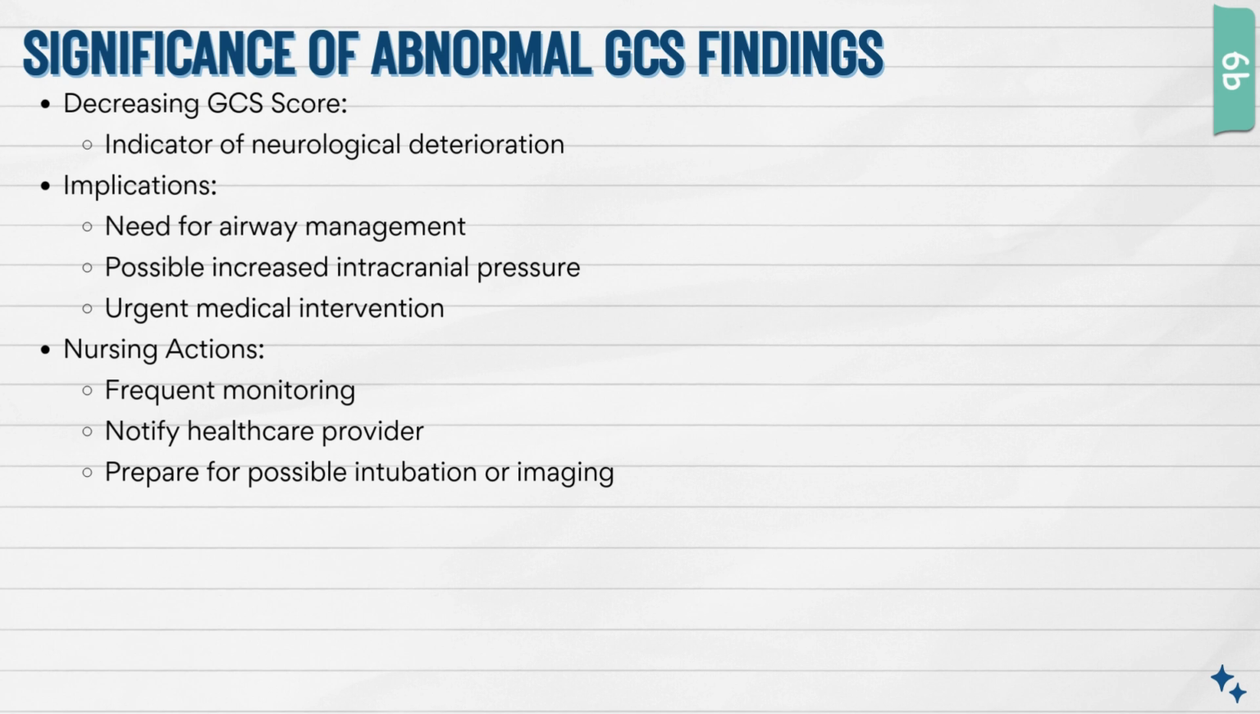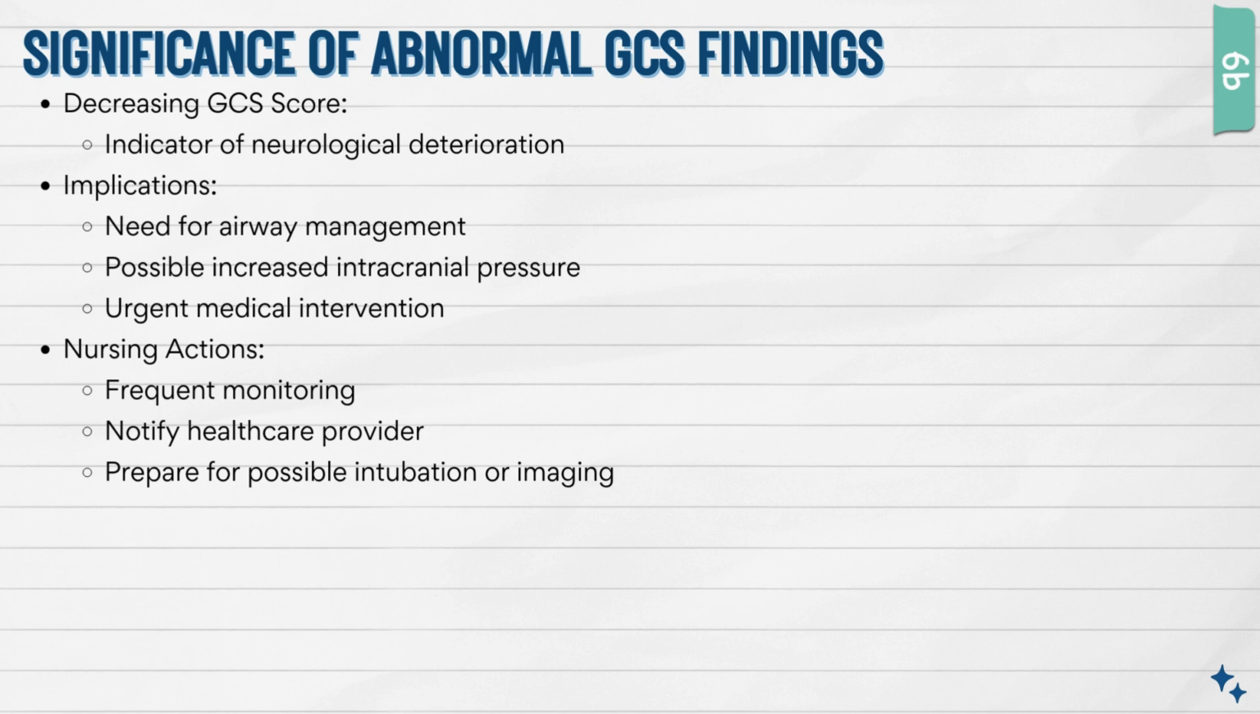Okay, so a decreased GCS score is a big red flag. It may indicate a worsening neurological function due to factors like the increased ICP that we've already talked about, bleeding in the brain, swelling in the brain. For example, if a patient who was previously scoring a 15 suddenly drops to a 12, that's a big deal. They might become less responsive, have impaired airway protection, or be at risk for hypoxia.